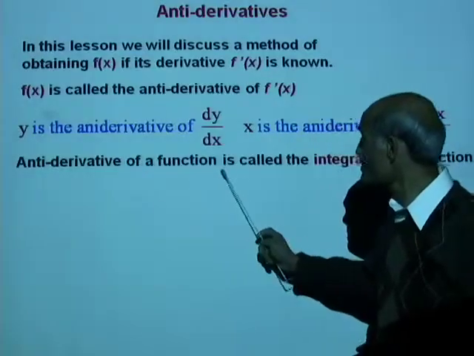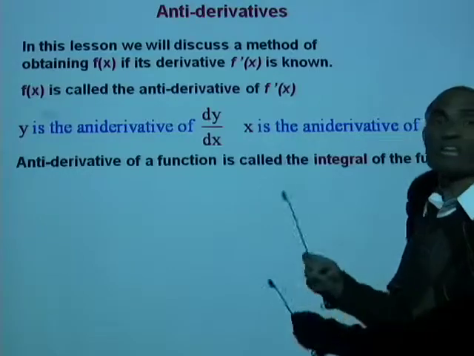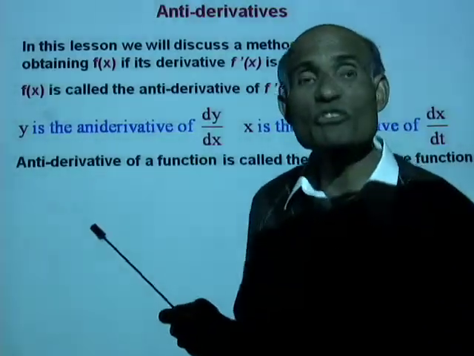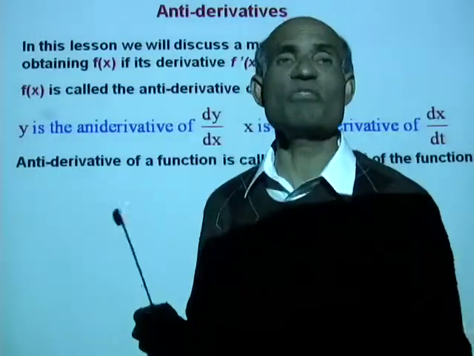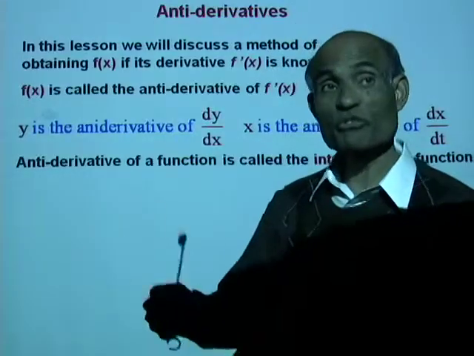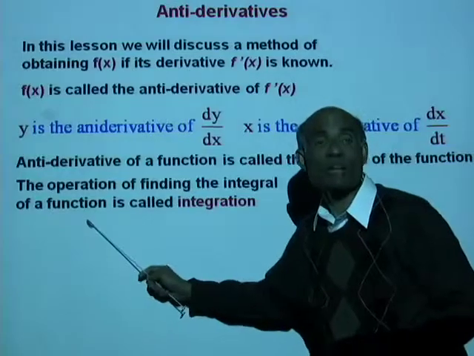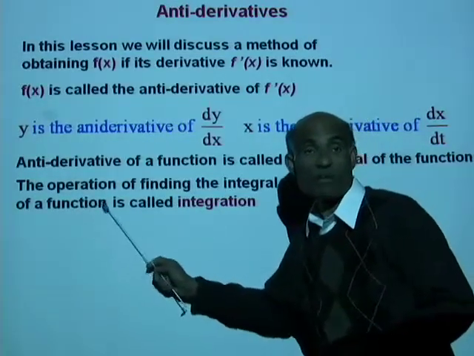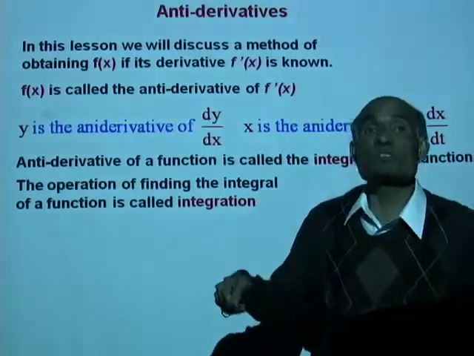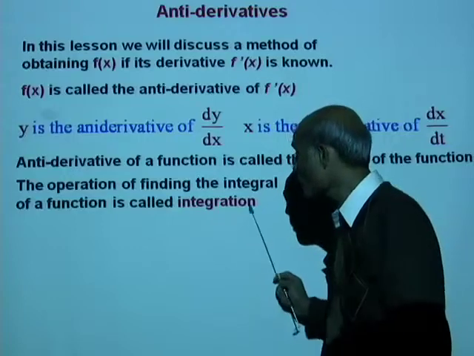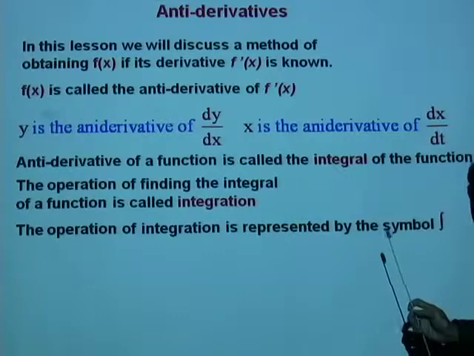The antiderivative of a function is called the integral of the function. The integral, or the process of finding the antiderivative, is called integrating the function. The process is called integration, the operation of finding the integral of a function. Now remember, the integral of a function is the antiderivative of the derivative function, and the process is called integration. And we use a symbol for this operation.